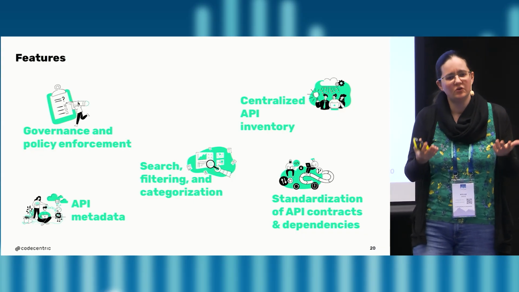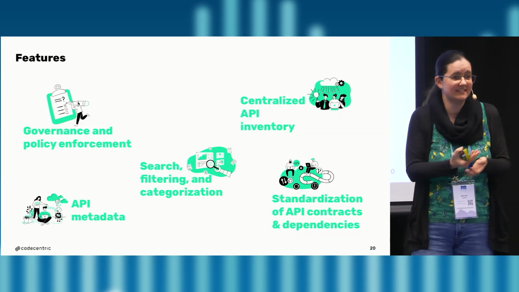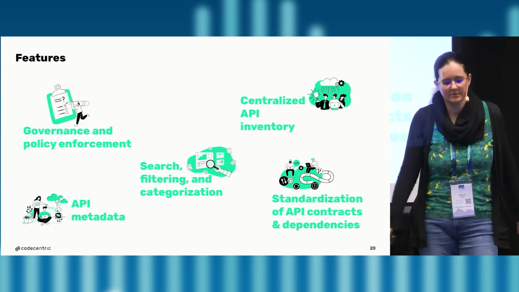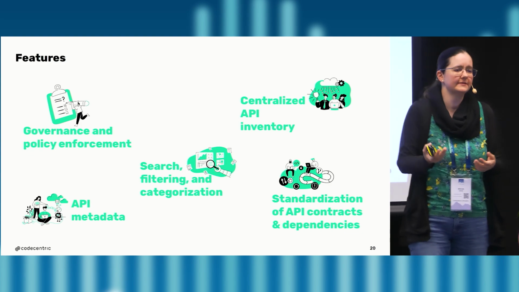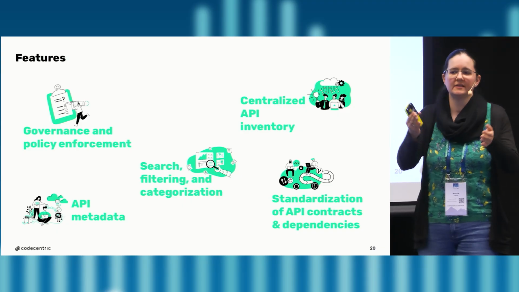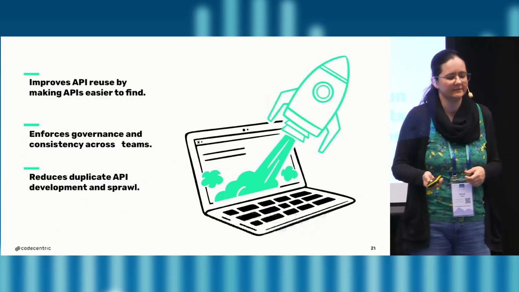Usually it's used as a centralized API inventory. So somehow, as I said, you can see everything there. And hopefully you have some standardization of the API contracts or dependencies that are there. So you will see them all somehow aligned in the same way if it's done well, right?